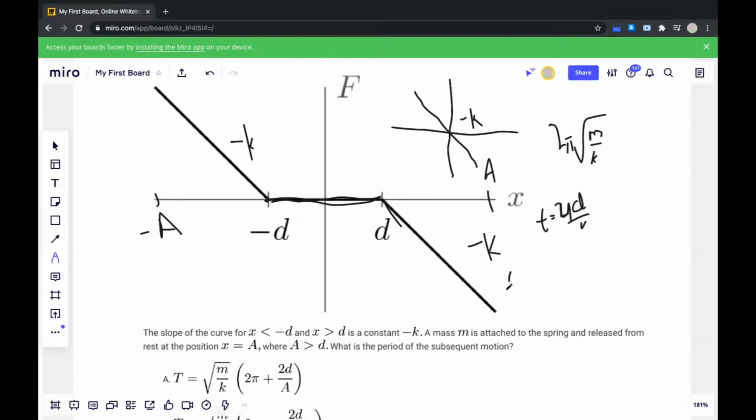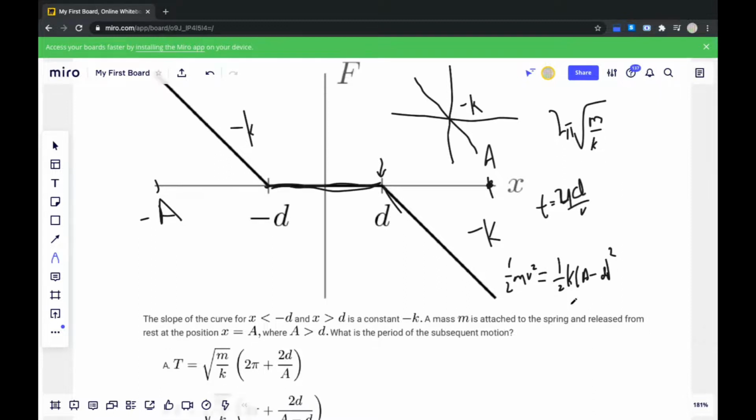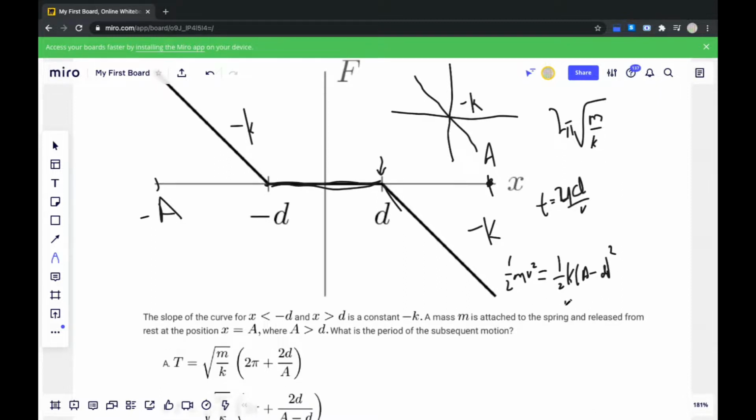And we can find v using conservation of energy. We know that 1/2 mv squared, or the kinetic energy at this point right here, is going to be the potential energy from x equals a to x equals d, or 1/2 k times (a minus d) squared. And we can solve for v. If we do that, we get v is equal to (a minus d) times the square root of k over m.